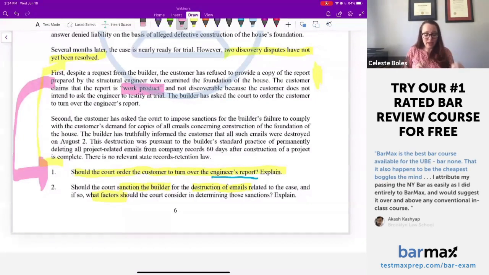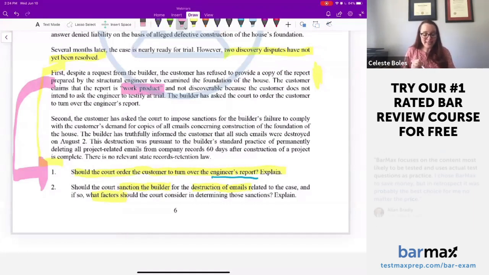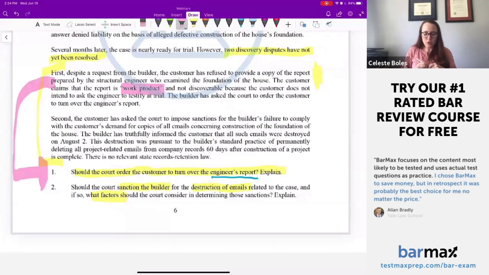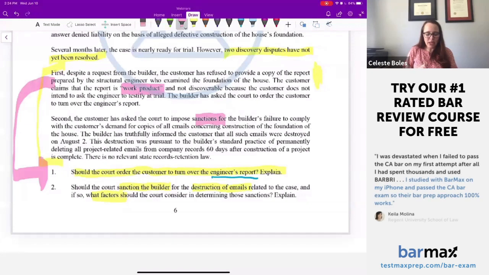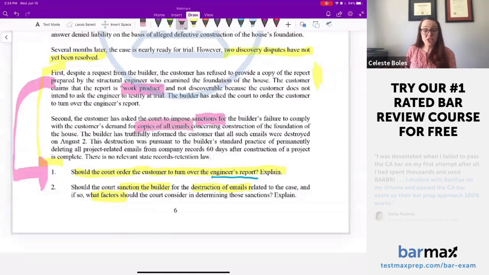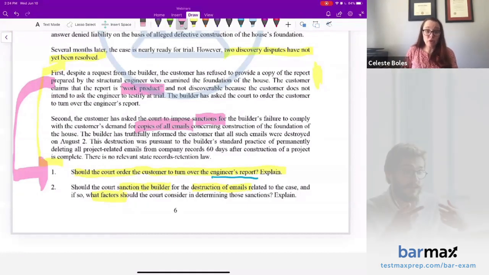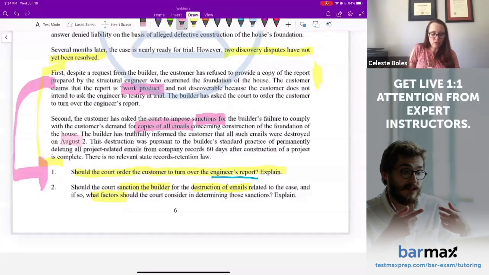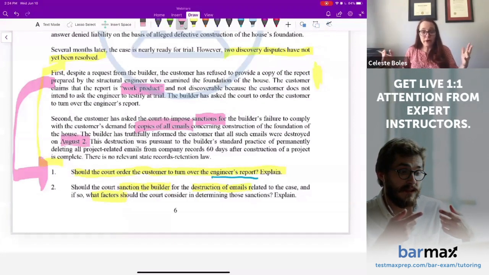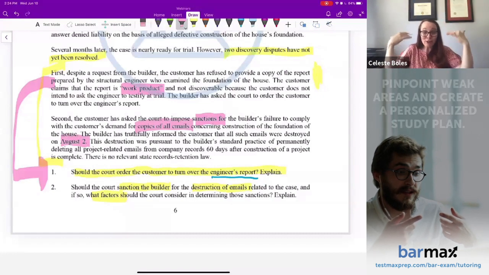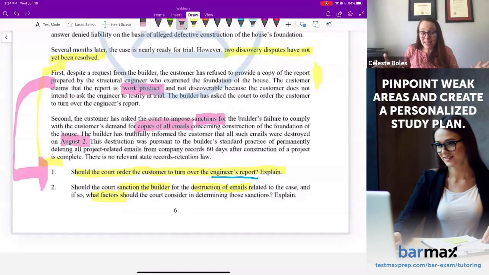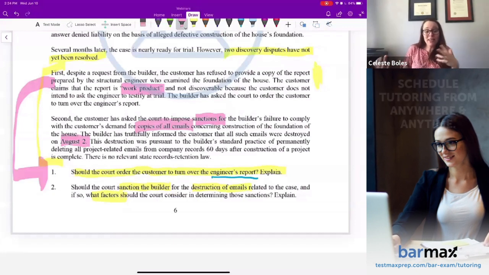Second question, the final paragraph of the facts here: the customer has asked the court to impose sanctions for the builder's failure to comply with demands for copies of all emails concerning construction of the foundation of the house. The builder has truthfully informed the customer that all such emails were destroyed on August 2nd. Ooh, whenever you see a date, it's usually important. So when you follow the fact pattern along, you'll see things happening on different days and you'll relate. Okay, is August 2nd relevant?